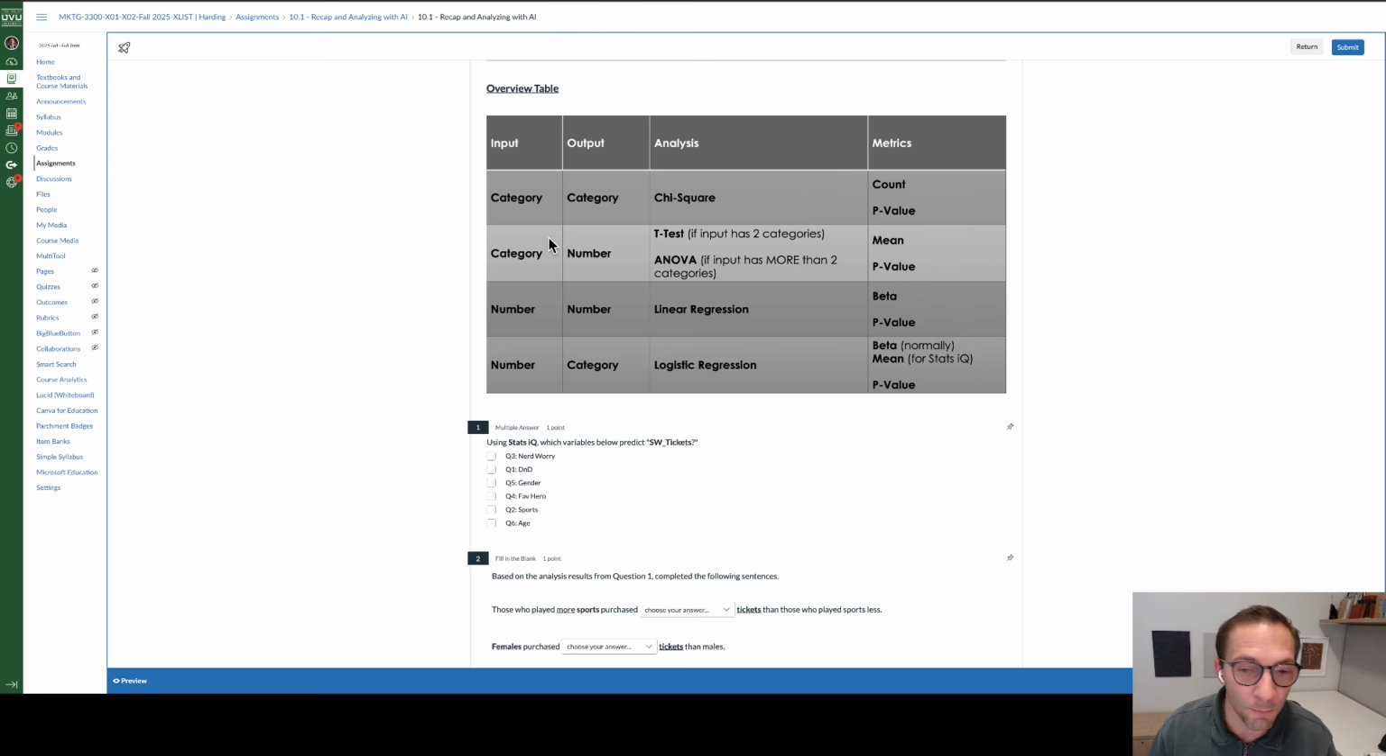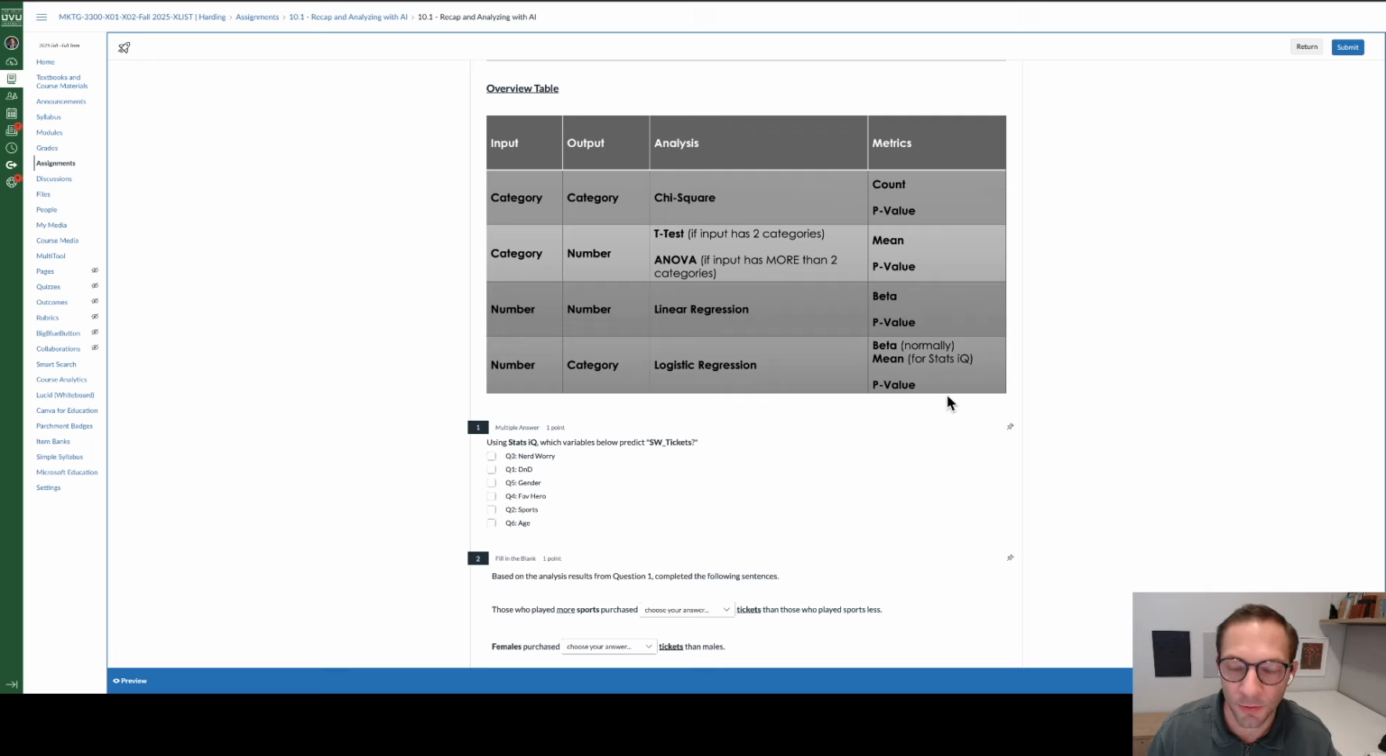If your input is a category, like let's say gender again, that's an easy one, but your output is a number. What was the average amount of money that males spent, and did that differ from the average amount that females spent? So money spent could be your output, and that would be a number, and you'd be dealing with averages and p-values.